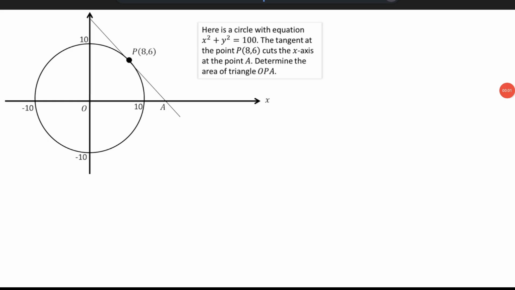Hey fans, let's work out the answer to this question. Pause the video and have a go first. This is to do with tangents to circles and areas of shapes.